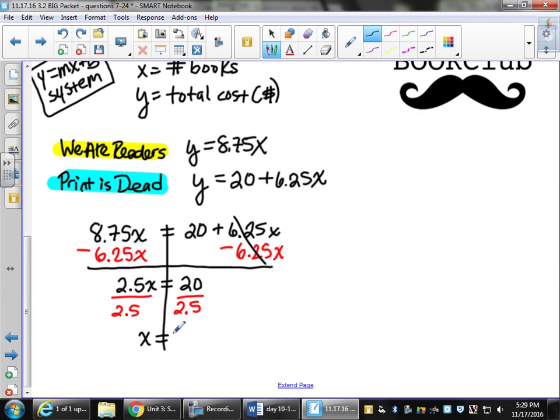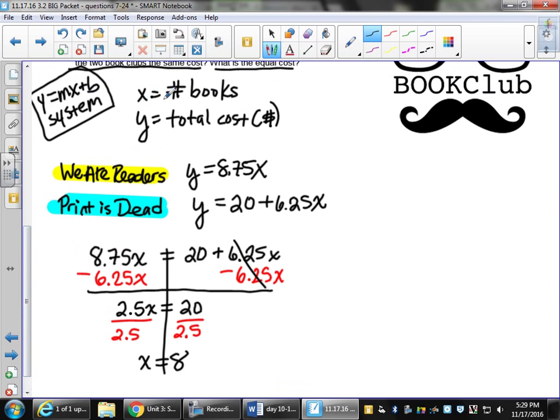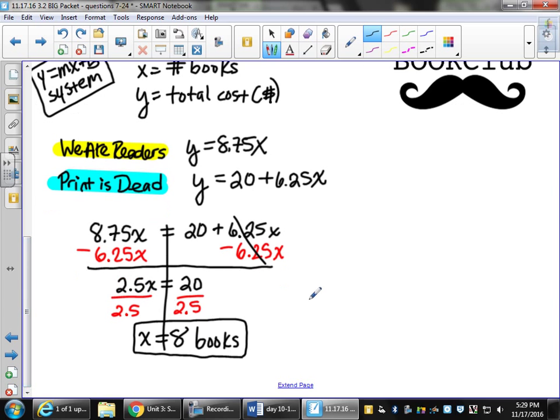$20 divided by 2.5 is 8. We look at how we defined our variables. X is number of books, so 8 books. This is when the cost of being a member in either book club is the same. So it doesn't matter which one we plug into. Let's plug into the first one. Y equals 8.75 times 8. 8.75 times 8 is 70.